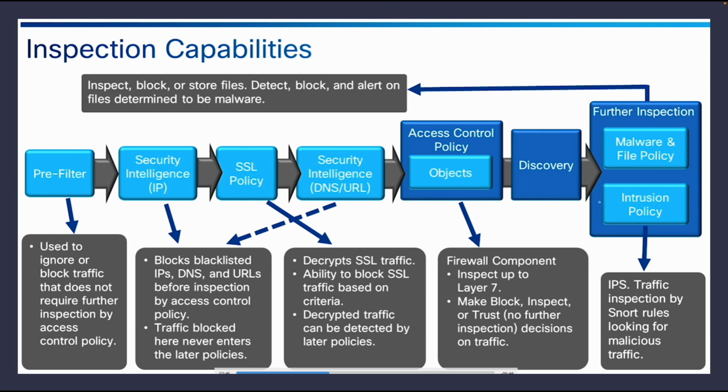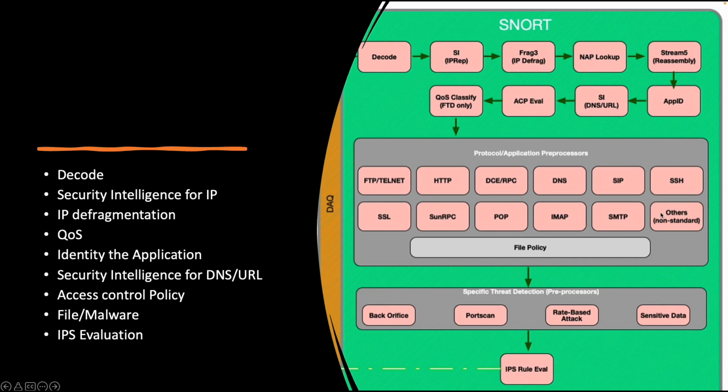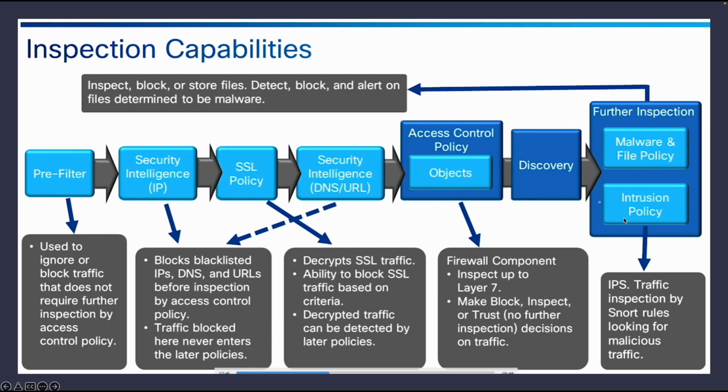So no blocks here. Right, and then we go to the malware and file policy where we can inspect files, .exe, .pdf, emails, and so on. We'll make some tests. Here we can detect, block, and alert, as I said, as is typed here. We can do all of these steps. I will show to you guys. And the intrusion policy is the IPS policy, right? It's where we look for malicious traffic. We get the signatures coming from Cisco Talos and uploaded.